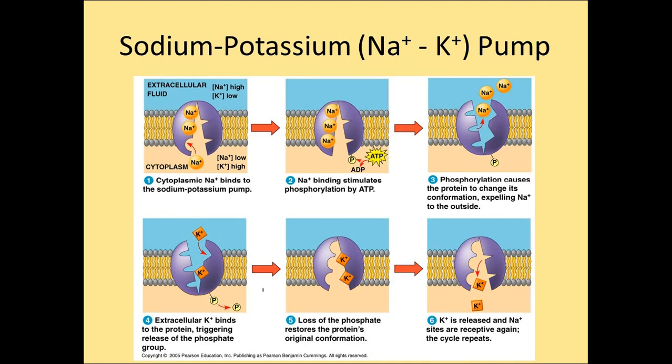Now that the sodium atoms are gone, step 4, the protein takes on 2 potassium atoms. The potassium atoms make the protein change shape again, step 5, by releasing a phosphate group that was bound to it. That loss of the phosphate restores the protein's original shape. Step 6, with that phosphate gone and the protein returning to its original shape, the potassium ions are released into the cell. That opens it up to repeat the cycle again.